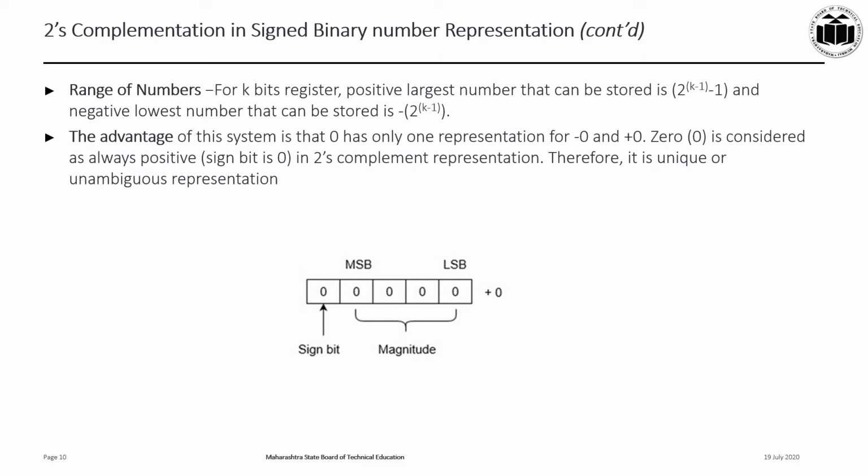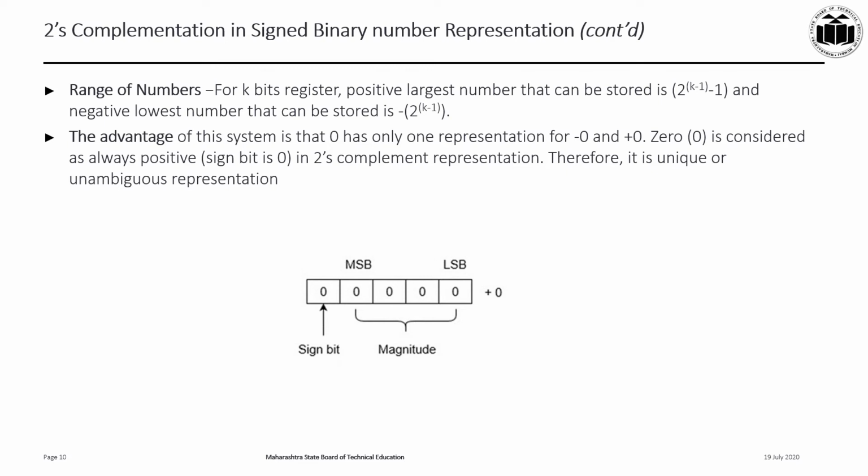One advantage of this system is that 0 can be represented in only one way. There is only one representation of 0, whether you say minus 0 or plus 0. And here it is shown that you can represent magnitude of 0 by 0000 and the sign bit is also 0. So there is only one representation of 0.